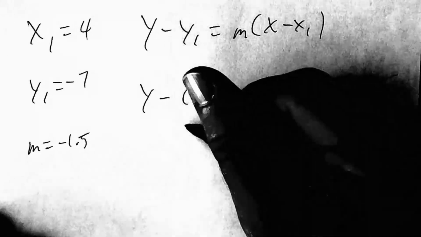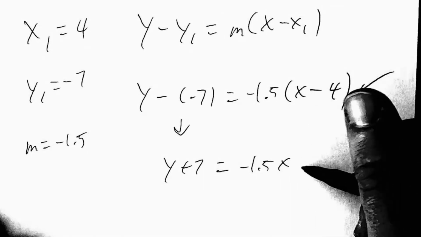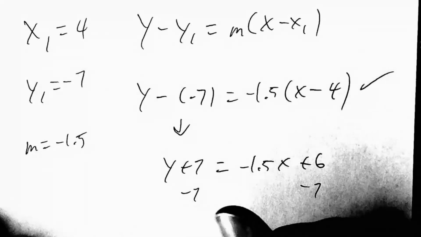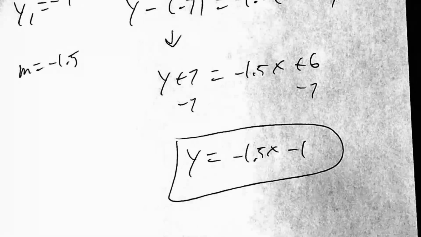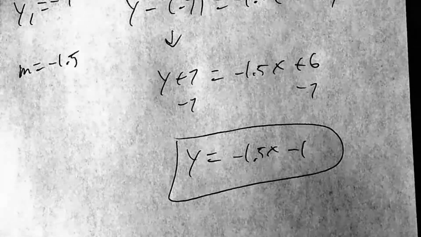This is fine, but I can simplify this further. y plus 7 equals -1.5x plus 6. And get it totally simplified: y equals -1.5x minus 1. So that would be the equation of the line tangent at x equals 4.